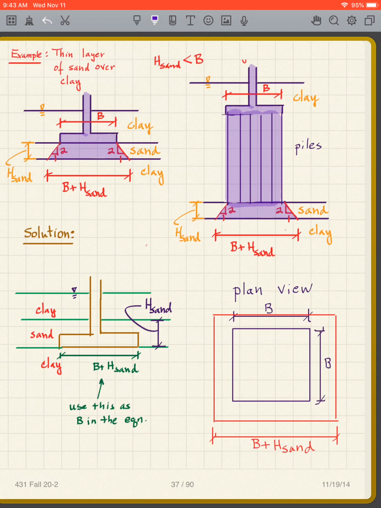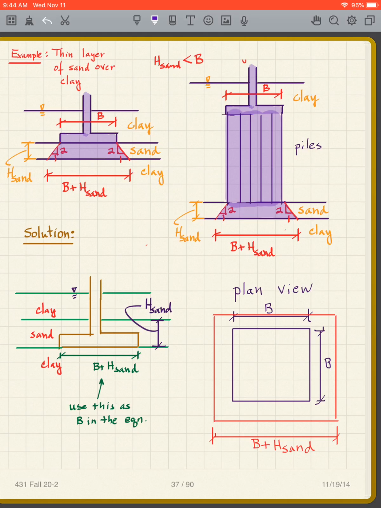Now, how does that work? Because if we have a really thick sand layer, then that's good, and that makes our B plus H sand bigger. So it has that effect of sort of accounting for the thickness of the sand. The greater the thickness, the bigger the B, and the more stable the situation is. And that's what we would expect.